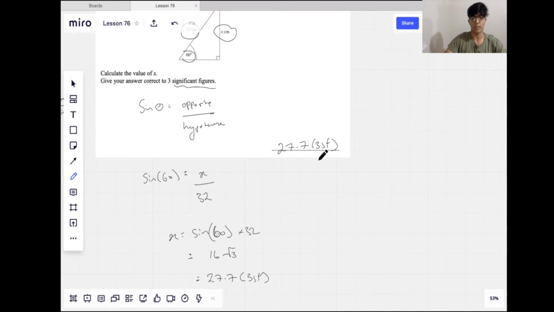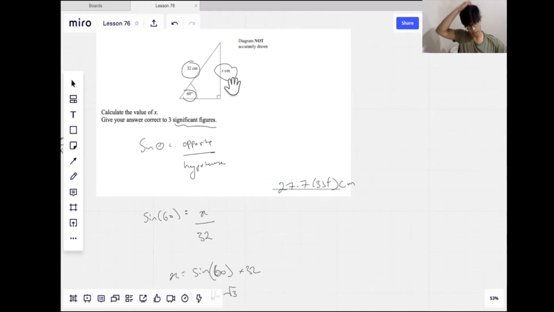3 SF. And that's all there is to a question like this. Ooh, and don't forget cm, which we need because we know that these are in centimeters. So that's how we do a question like this.